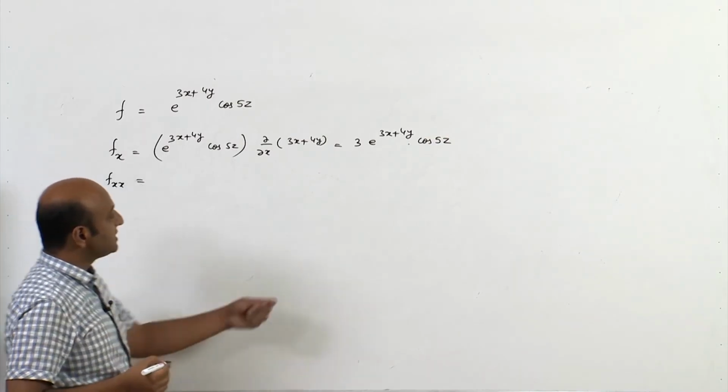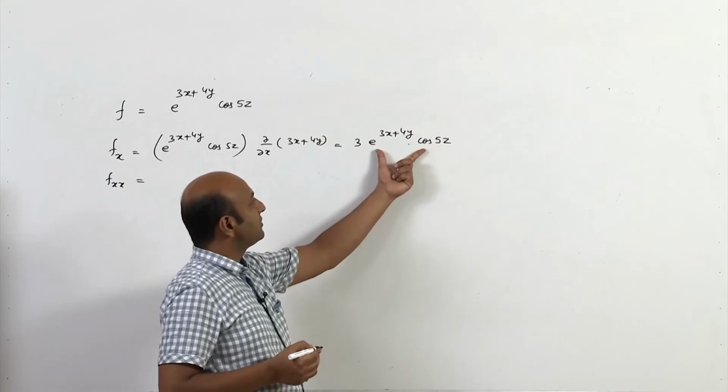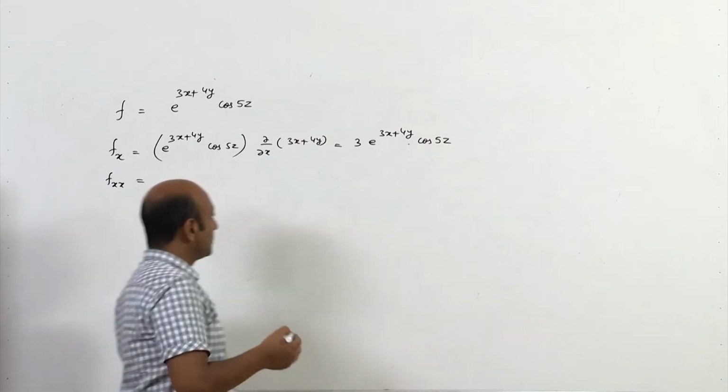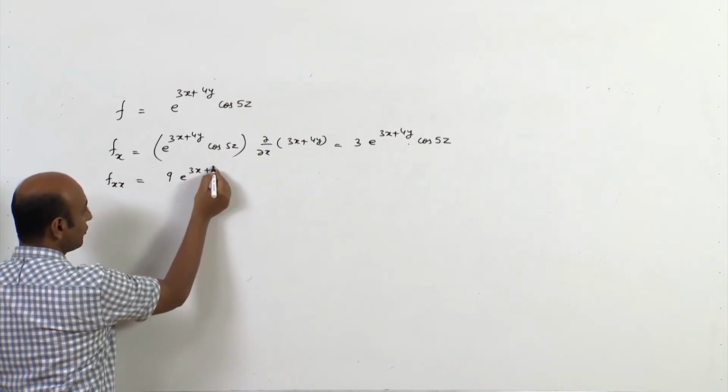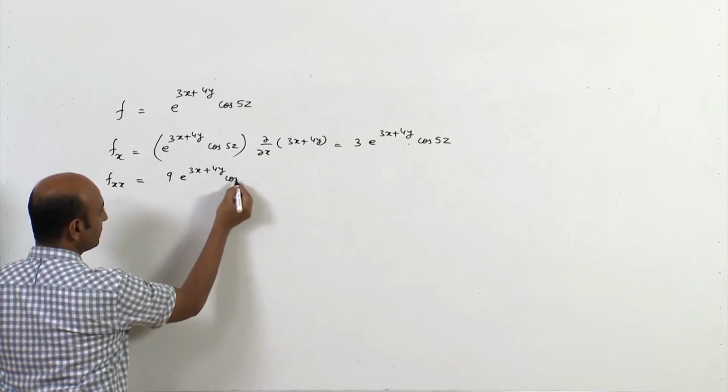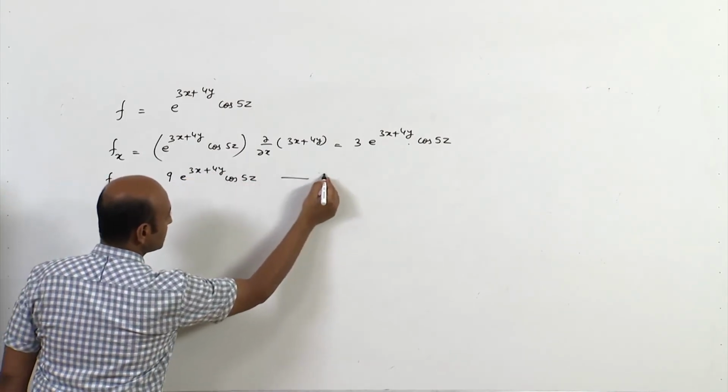The partial derivative of this again with respect to x. So, that will be 9 e raised to power 3x plus 4y cos 5z. This is equation 1.